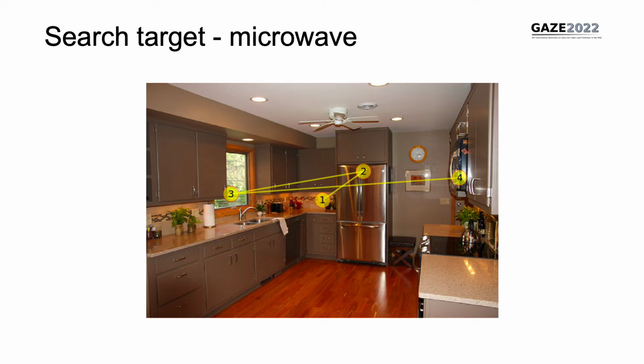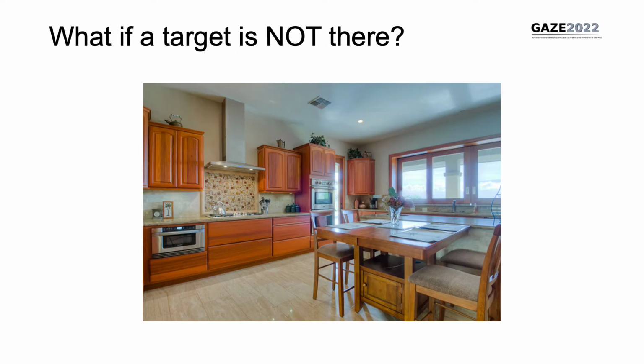In the current work, we ask a different question. What about when no target is there? Knowing how people search in the absence of a target and when they stop is important for human-computer interaction systems attempting to predict human gaze behavior in the wild.